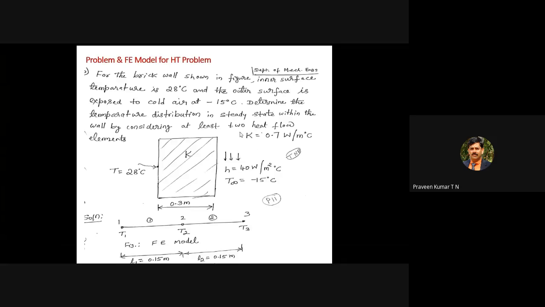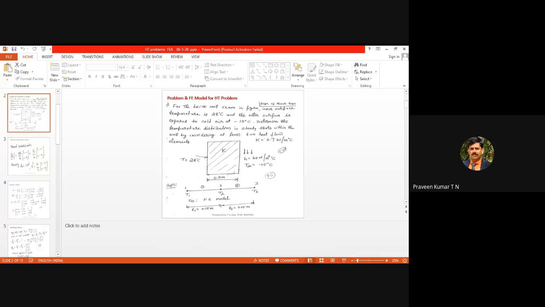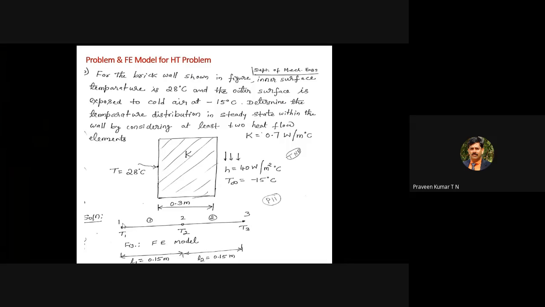So continuous DOF in the sense, for element 1 we have two nodes, node 1 and node 2, and it is followed by element 2. The nodes are continuously numbered 1, 2, 3. Those are the node numbers 1, 2, 3. Then the degrees of freedom are 1, 2, 3.